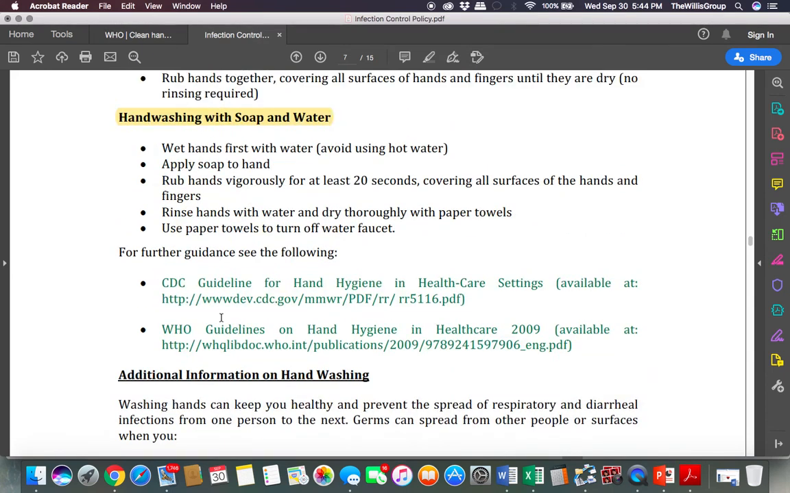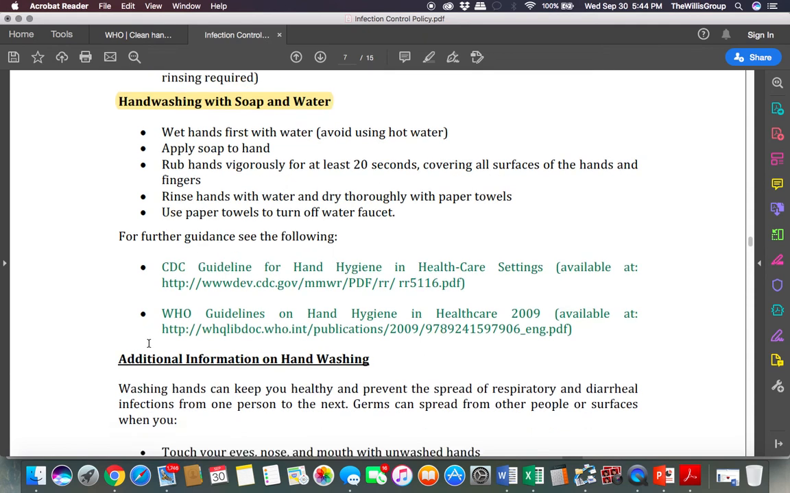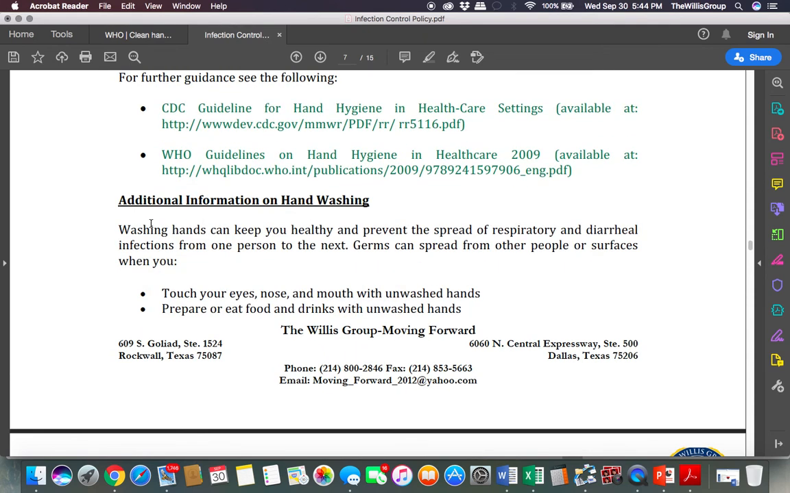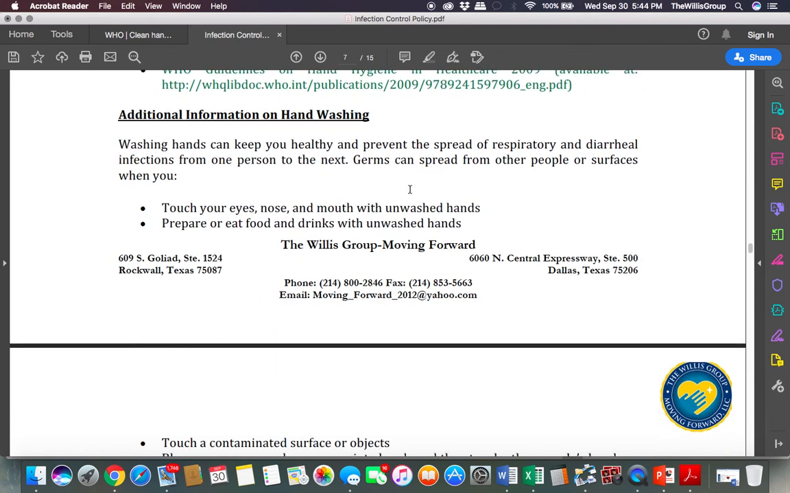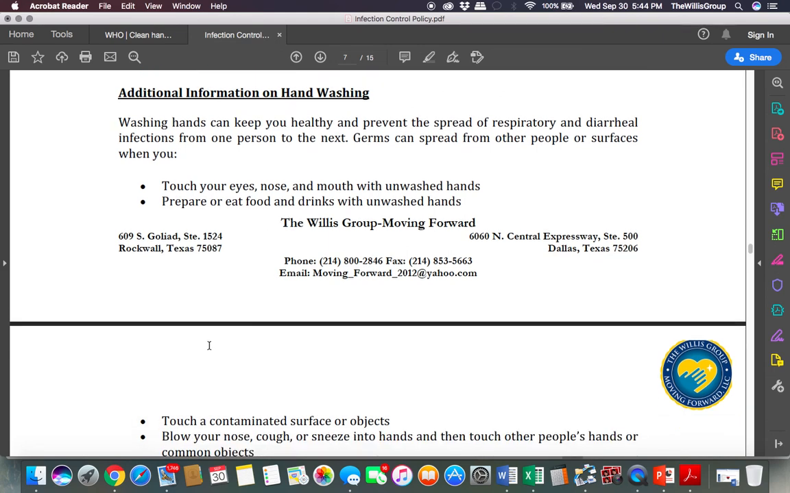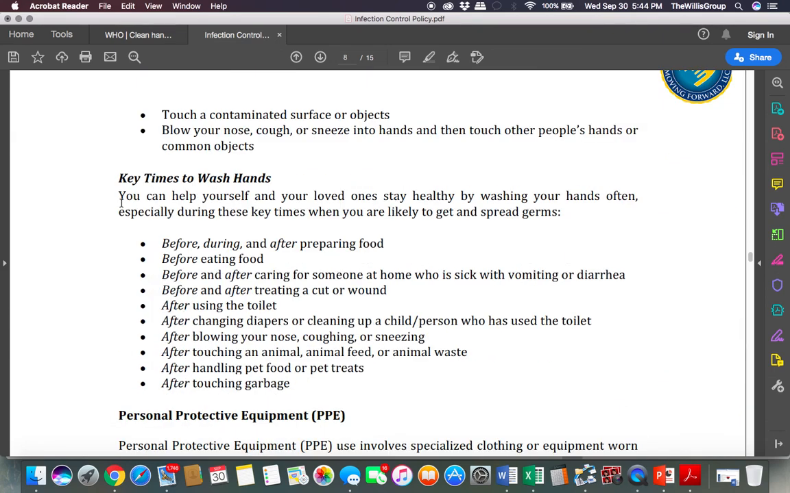Again, a lot of our information is coming from the CDC as well as the WHO, which is the World Health Organization. And then there's some additional information about washing your hands and not touching any place on your face with unwashed hands, as well as preparing food surfaces, and so on and so forth. We talked about key times to wash our hands.